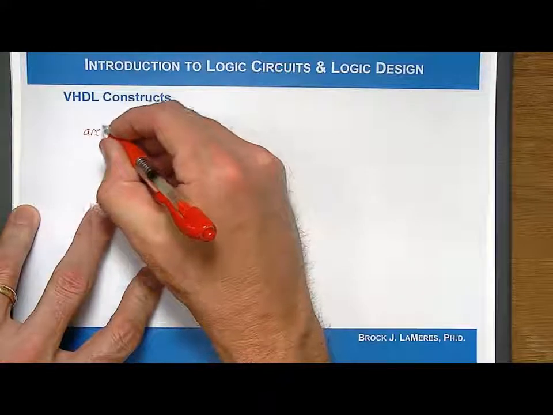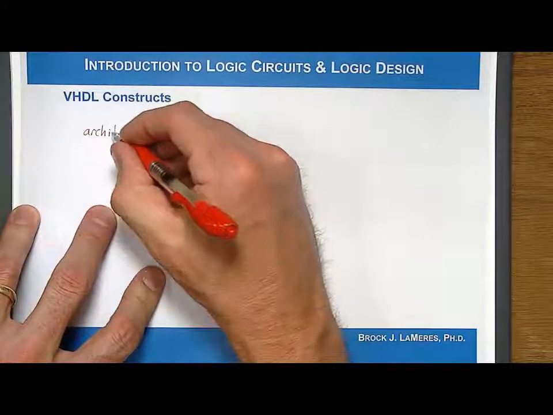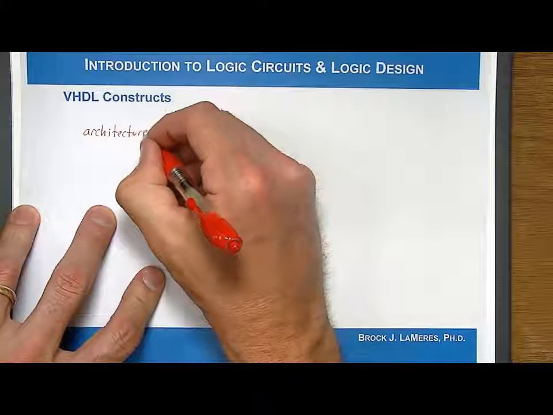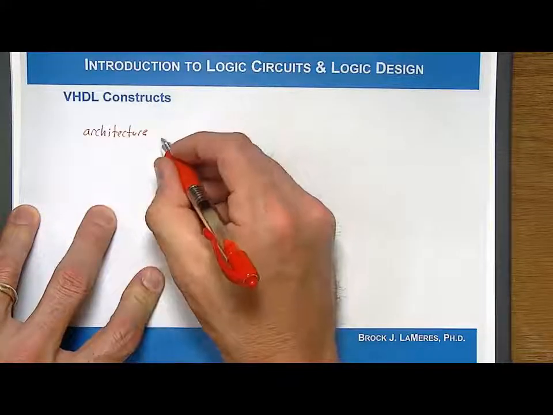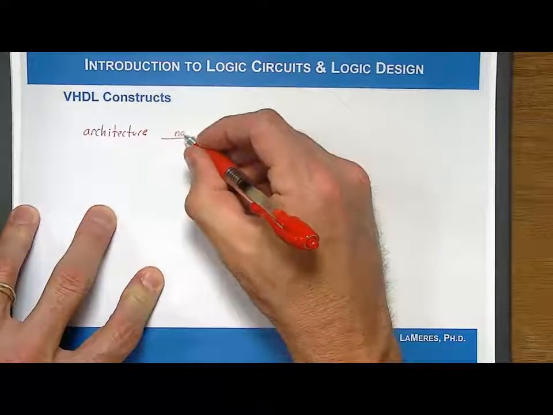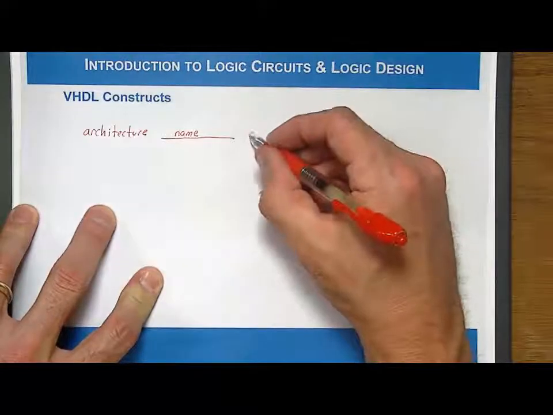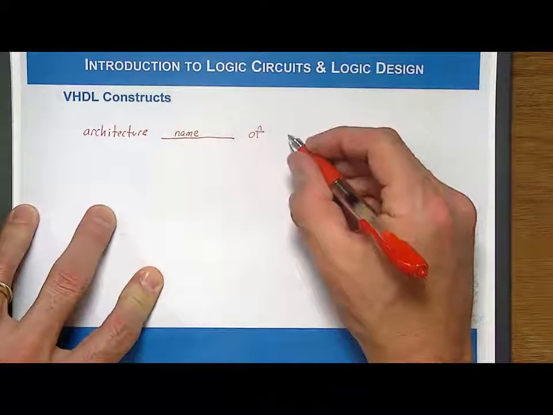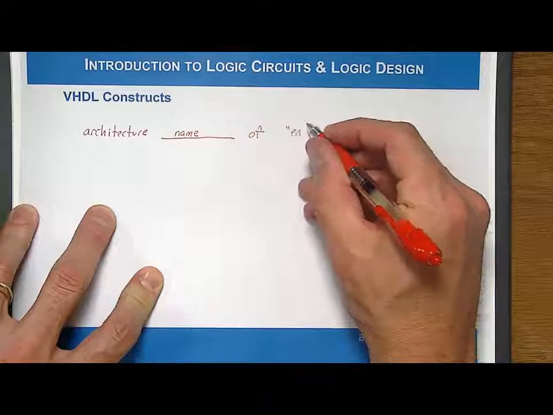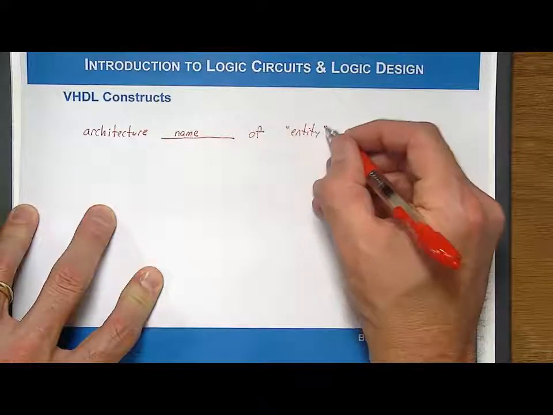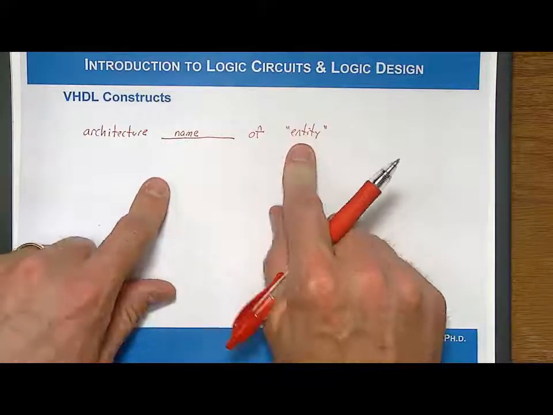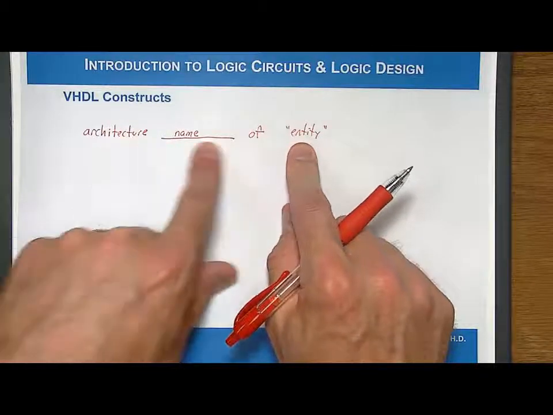You're going to start it by saying architecture, and I'll write this out to slow it down a little bit. You're going to say architecture, and then you're going to give the name of an architecture, and then you're going to say of, and then you're going to give it the associated entity. So remember that within the file, there's an entity declaration. Well, the architecture needs to be attached to that entity.